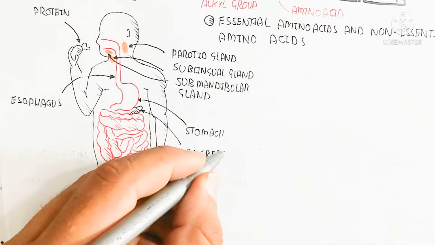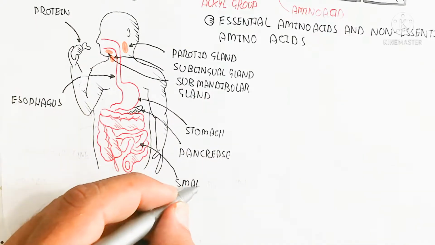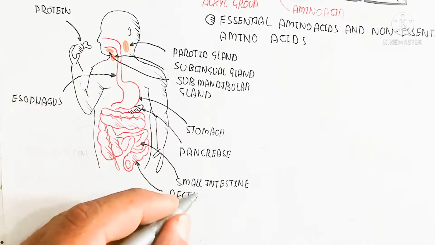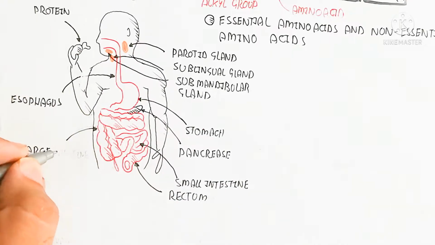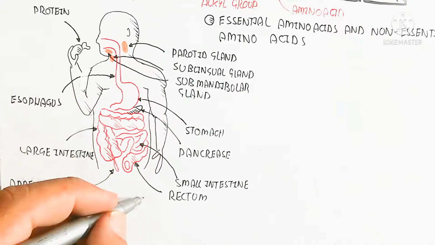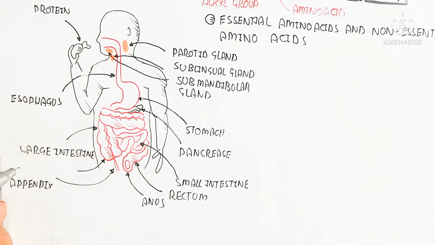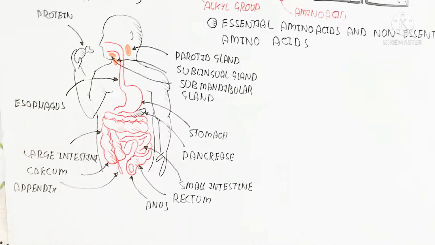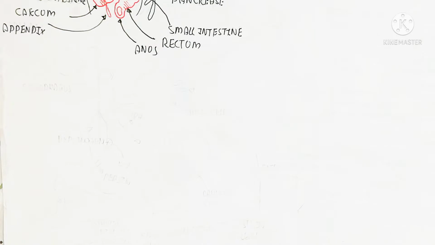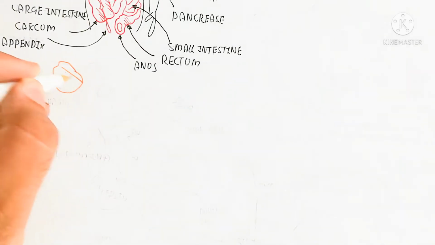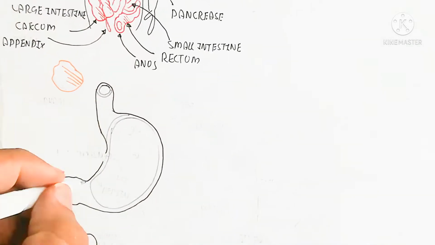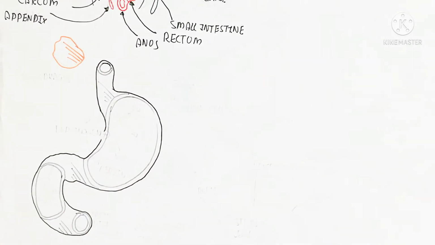So this is the digestive system, containing the parotid gland, sublingual gland, and submandibular gland. These are the salivary glands, and here is the stomach, pancreas, small intestine, rectum, large intestine, and cecum, as well as the appendix and anus. So this is the whole digestive system. The liver is also involved, but here I am not drawing the liver structure. So let's begin to understand from the entry of the food after the oral cavity.